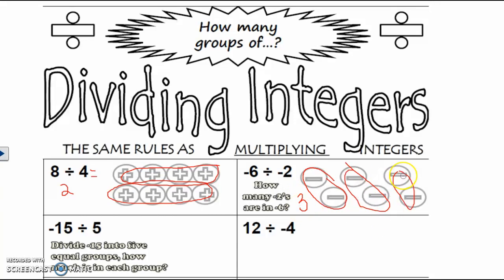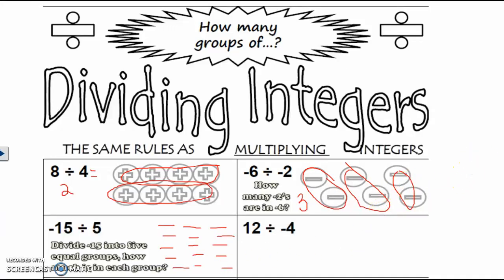Okay. Now the next one gets a little trickier. The first number is negative, but the second number is positive. So what I'm going to do is divide negative 15 into 5 equal groups. So I'm going to go like this. I'm going to just make negatives: 1, 2, 3, 4, 5, 6, 7, 8, 9, 10, 11, 12, almost done, 13, 14, 15. Make sure you've done that as well.